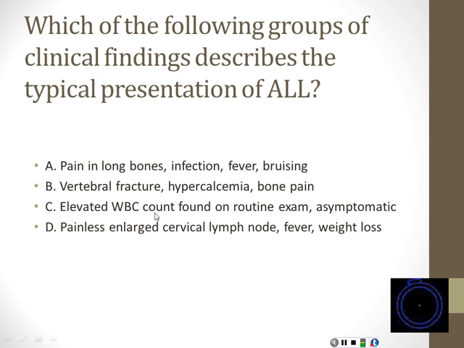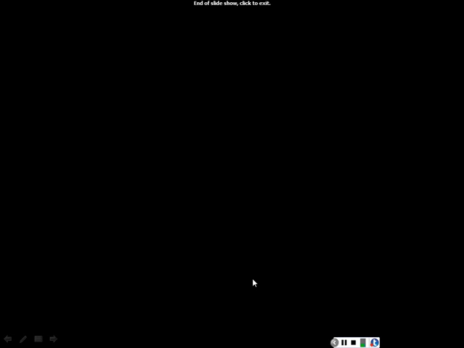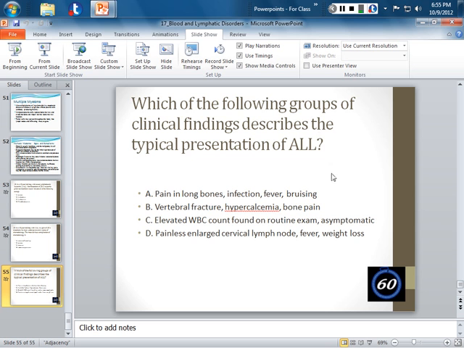You could have C, but asymptomatic in ALL, no, that would be CLL, chronic lymphocytic leukemia. Acute lymphocytic leukemia presents with symptoms. And then D, this would be a good presentation for Hodgkin's lymphoma. And B would be a good one for multiple myeloma. All right, so that's the blood disorders.